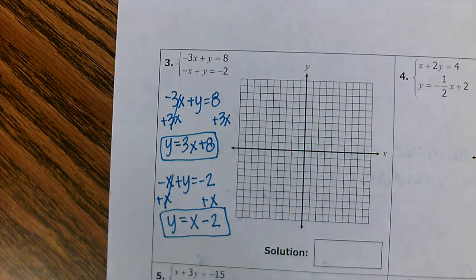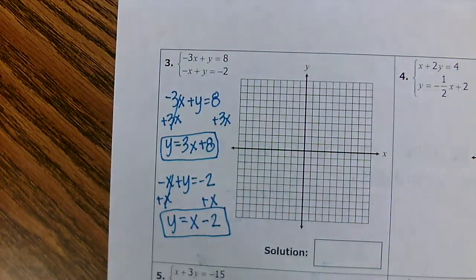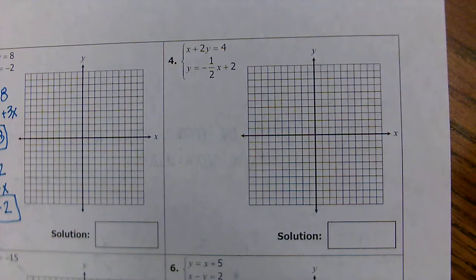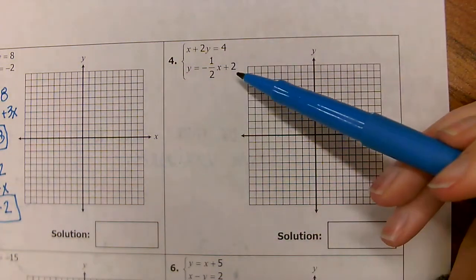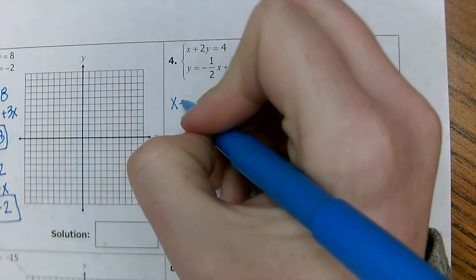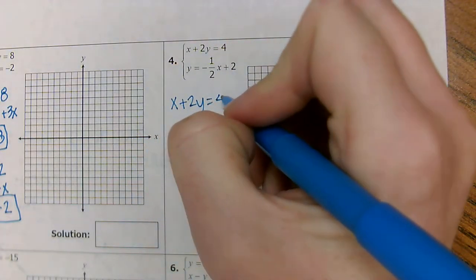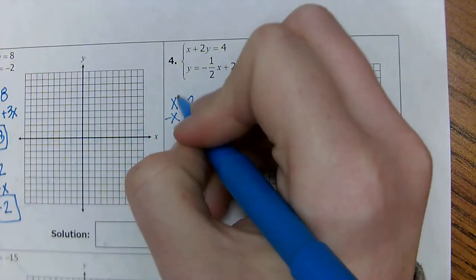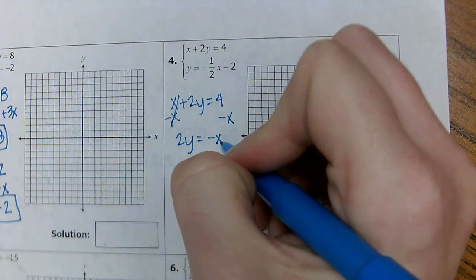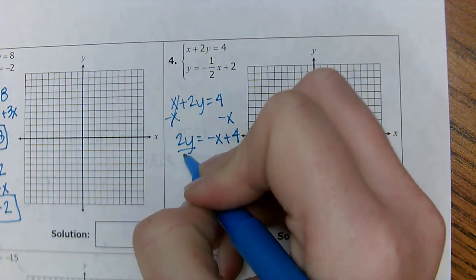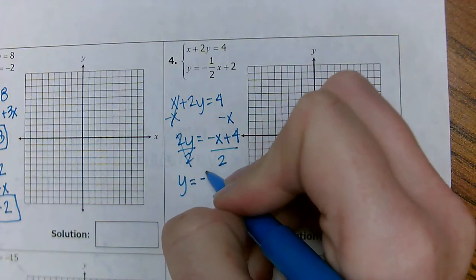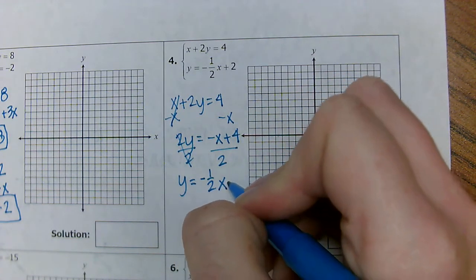I want to skip to number 4, so you can graph this one on your own. I want to look at number 4. One is solved in slope-intercept form, one is not, so we need to put this one into slope-intercept form. So x plus 2y equals 4. Subtract x. 2y equals negative x plus 4. Divide by 2. Y equals negative 1/2 x plus 2.